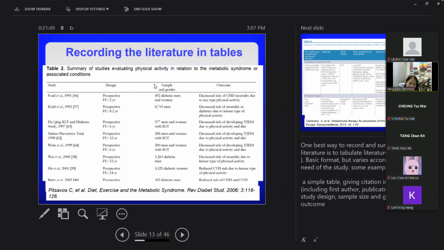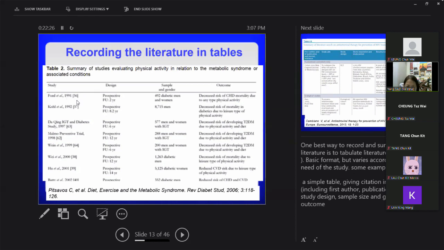The study design and sample and gender should be derived from the methodology, as well as the outcomes. So you may see here, for example, the first author, found et al. That means the article has more than one author. This is the year that indicates the publication year.